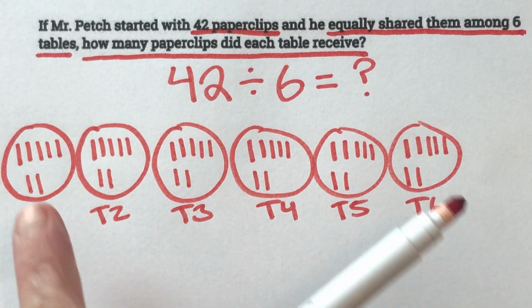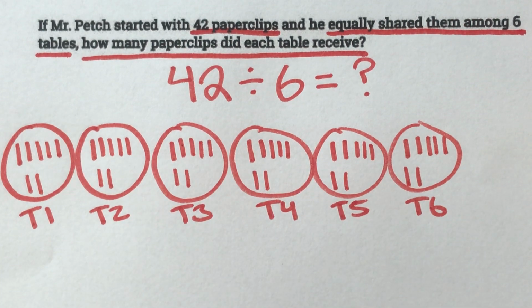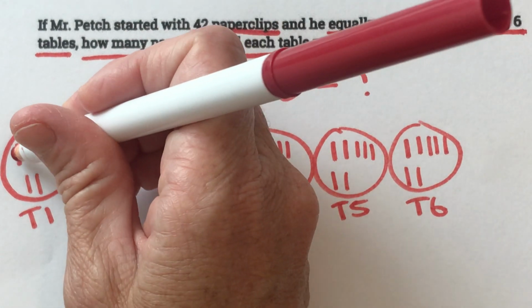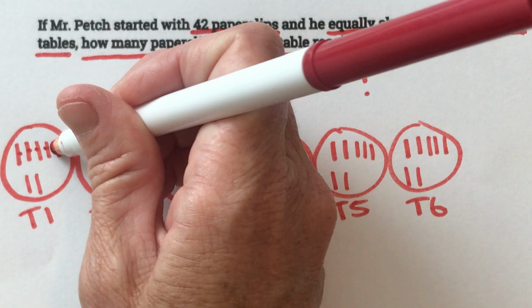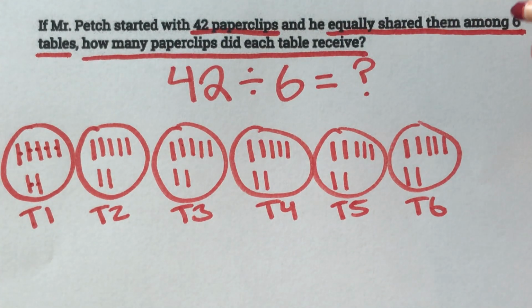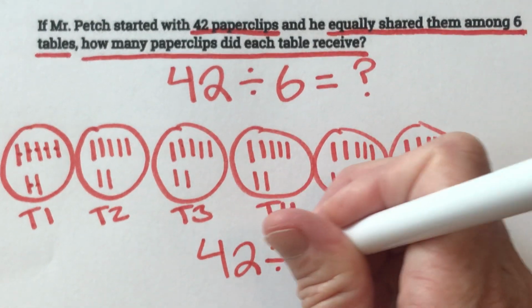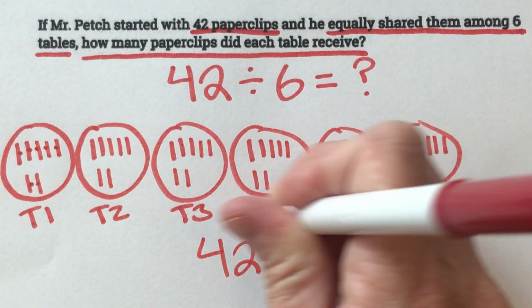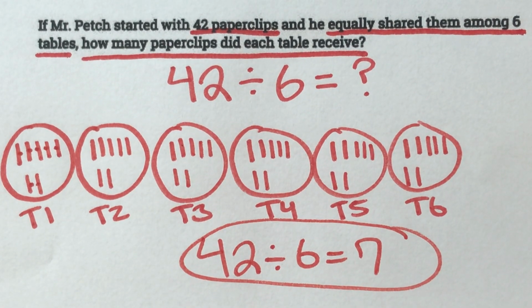Okay, they all got the same amount. How many did each table get? Let's count. 1, 2, 3, 4, 5, 6, 7. So I know that 42 divided by 6 equals 7, and that's our answer.